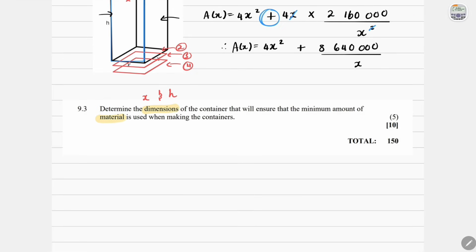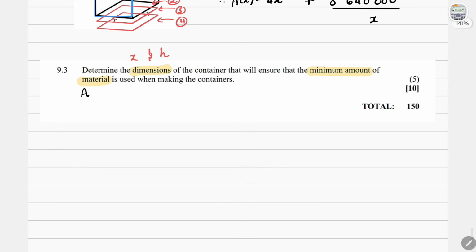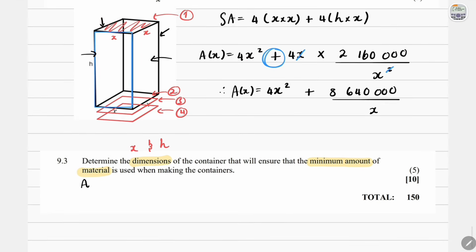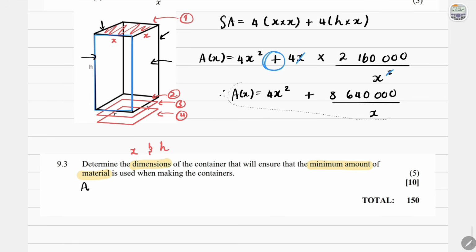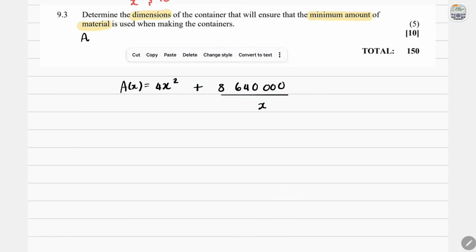Okay, so find the values of x and h that will ensure that the minimum amount of material. We already know that the material is now referring to the surface area. So find the values of x and h for which the area will be a minimum. We can see now this is a maximum and minimum problem. So we're going to take the area that we have and find the x value at which this is going to be a minimum.